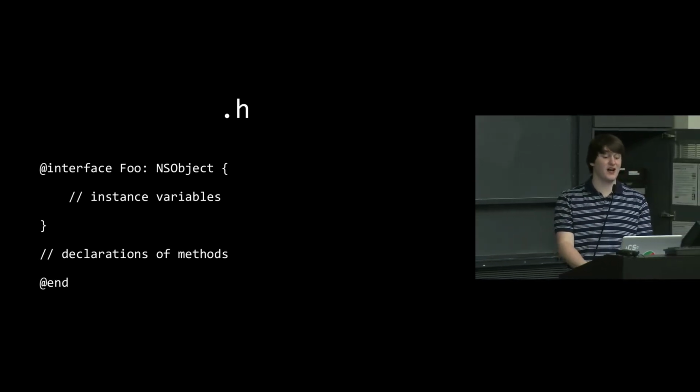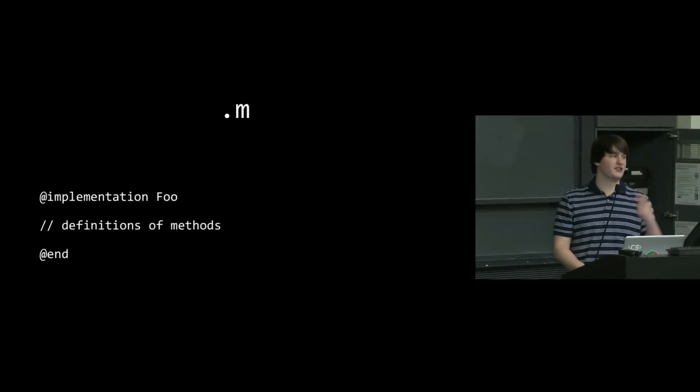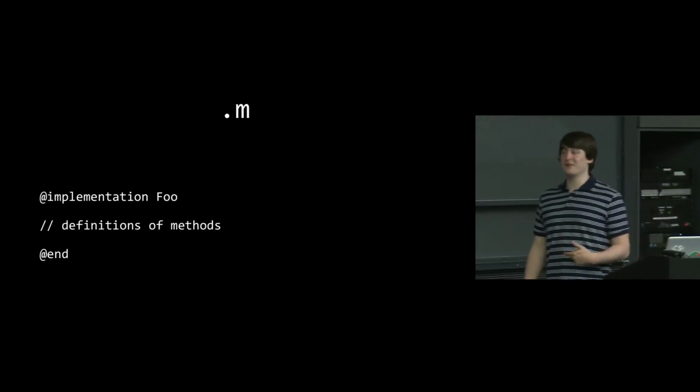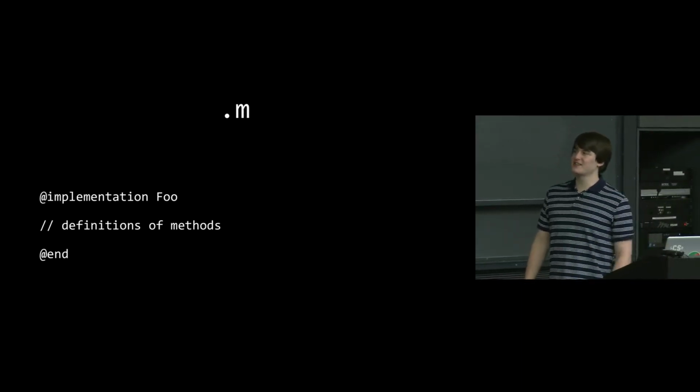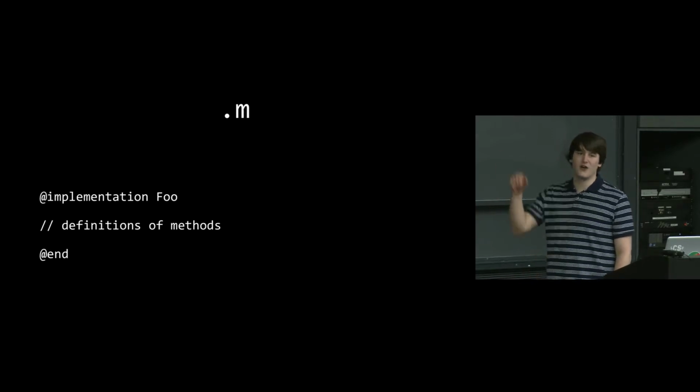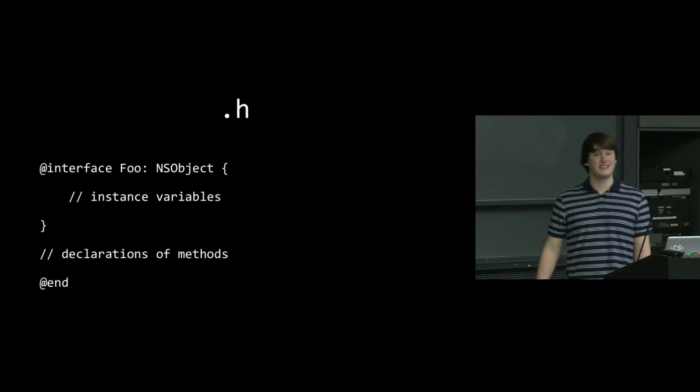And then getting into .m files. Pretty much every .m file is going to have its corresponding .h file. Inside of the .m file, we give the implementation of these things. So here we're going to give the implementation of Foo and actually define all the methods that in this .h file we said we would define.